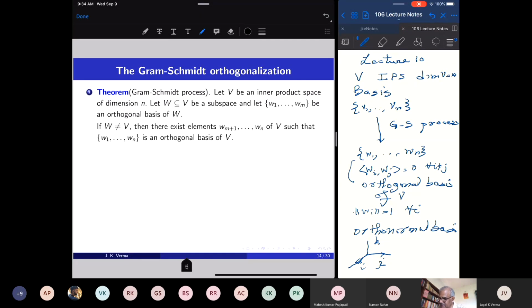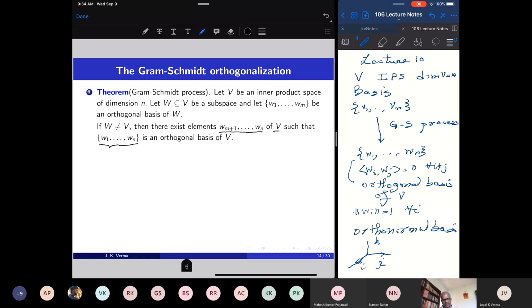Then there exist additional elements W_{m+1}, ..., W_n of the whole space, so that W_1 up to W_n is an orthogonal basis of V. In other words, if I am given a finite set of mutually perpendicular vectors, then we can enlarge this set to a larger set which consists of n mutually perpendicular vectors. n is the dimension.